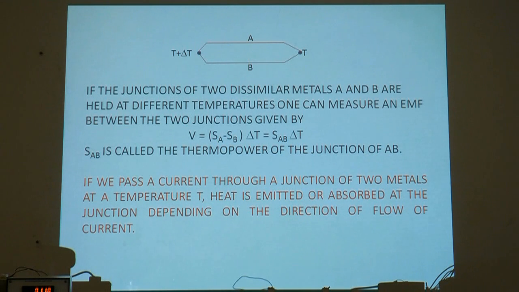The Peltier effect is the following. If we pass a current through a junction of two metals at a temperature T, heat is absorbed or emitted at the junction depending on the direction in which the current is flowing, whether it is flowing from A to B or B to A.